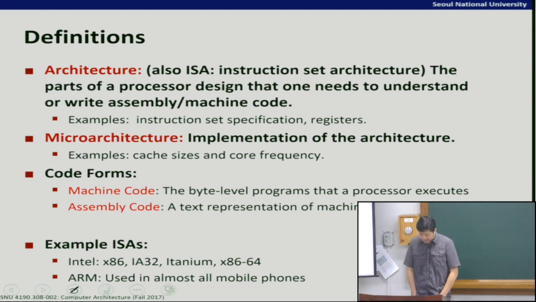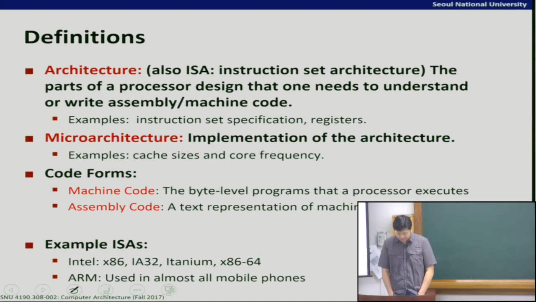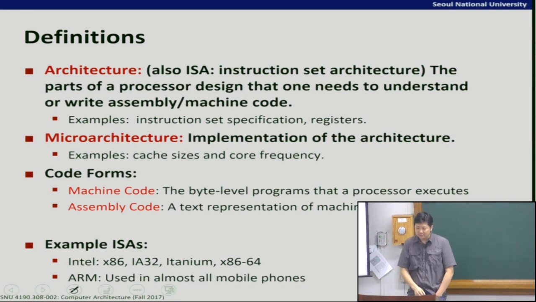Architecture is the part of processor design that one needs to understand to write assembly or machine code. You can think of it as a header file for the CPU, if that kind of thing ever exists. Okay, so here's an analogy.